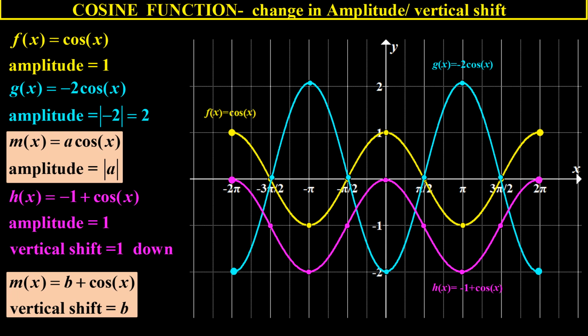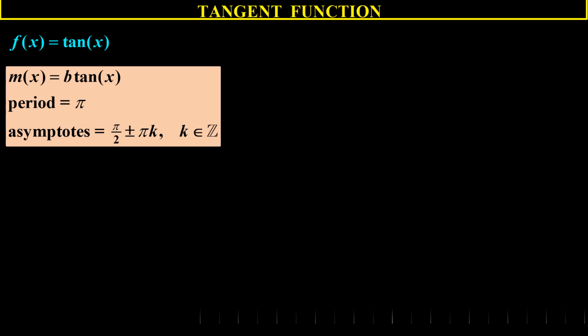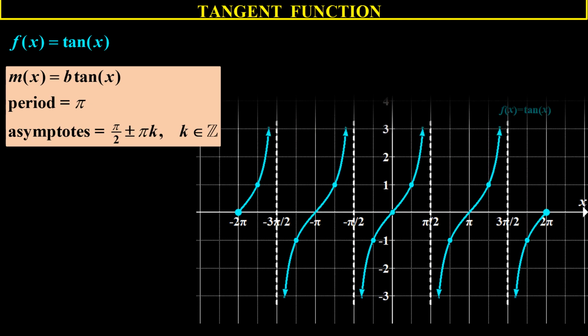And in the next slide, we'll just look at the tangent function as well, with the same type of changes. Now we're going to look at some of the changes to a tangent. Remember, tangent does not have an amplitude, so we're not going to look at amplitude here. There's the tangent. Let's just go over some of the properties there.